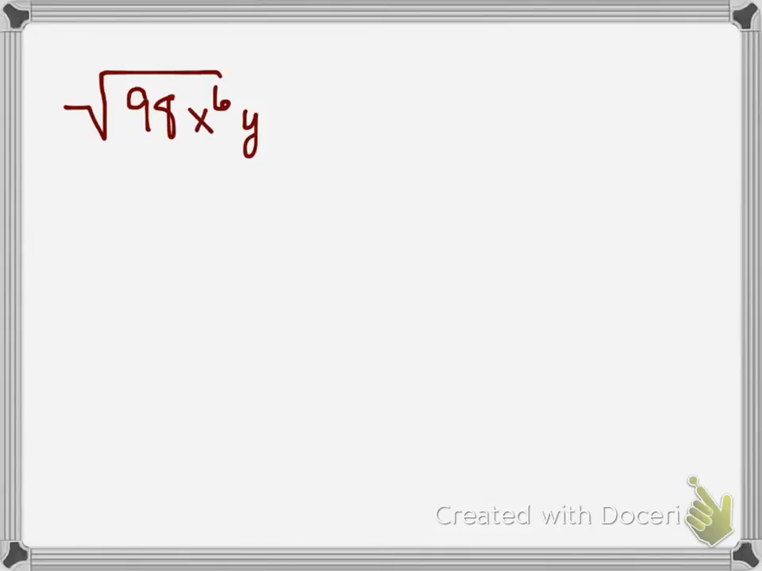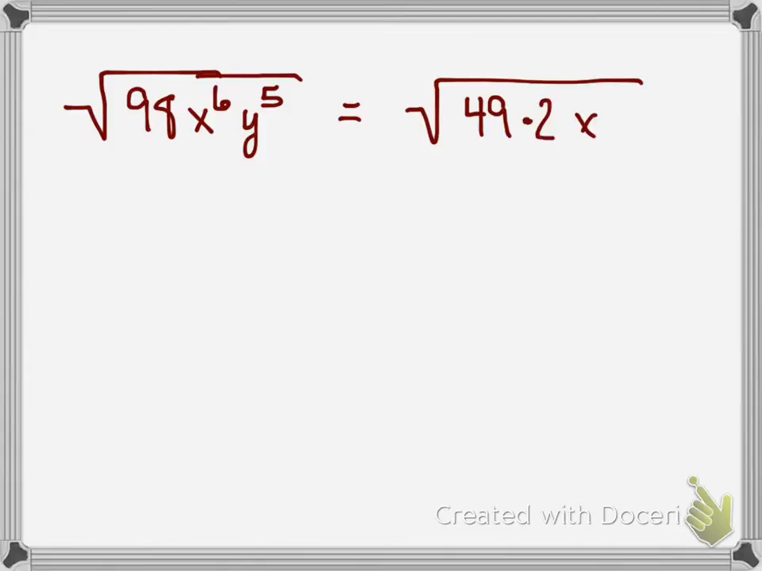Okay, so let's look at this one. 98 x to the 6th, y to the 5th. Okay, 98 is 49 and 2. If you look under 98, there's 81. That's not going to divide. There's 64. That's not going to divide. You get to 49. That does divide. So again, you're using those perfect squares. The square root of 49 is 7. And then I'm going to have x and y.